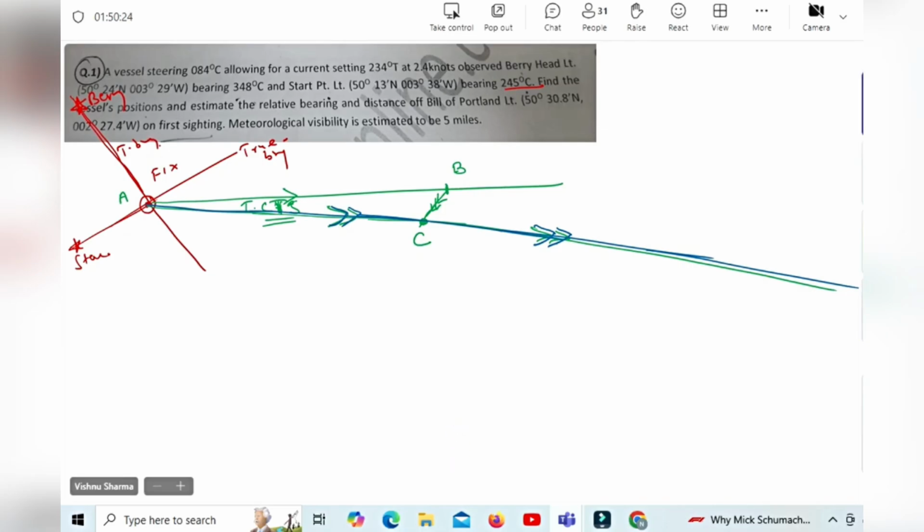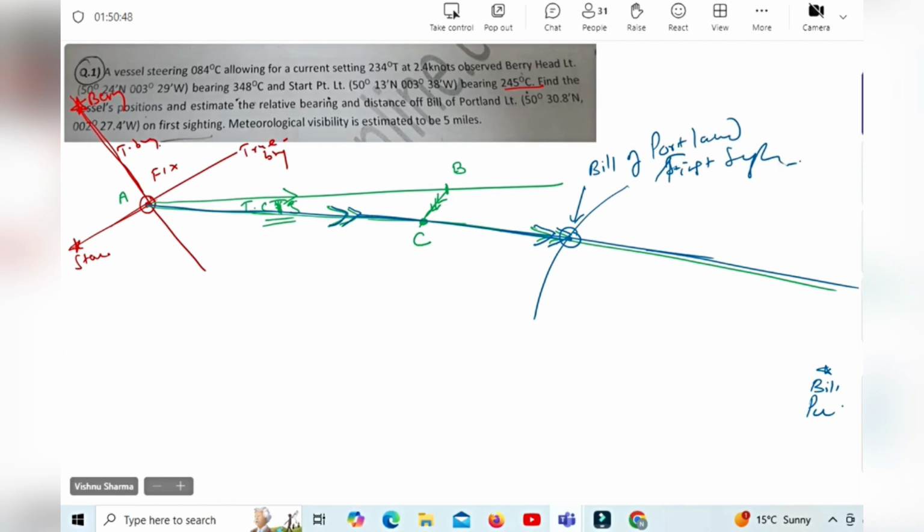Now, you will find the Bill of Portland first sighting range. I don't know whether it is north or south. Let us say here is Bill of Portland. I'm just marking it randomly. You'll open your compass equal to first sighting range and you'll cut on this. This is the place where you expect Bill of Portland to be first sighted. Am I right, guys? Yes, sir.